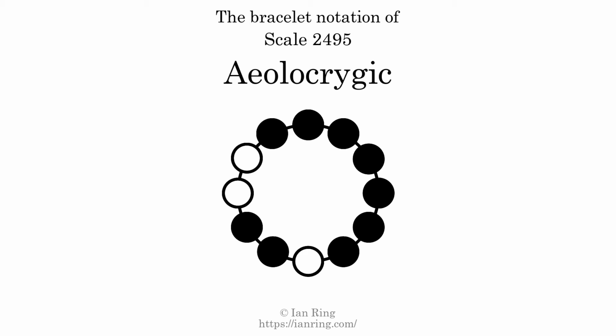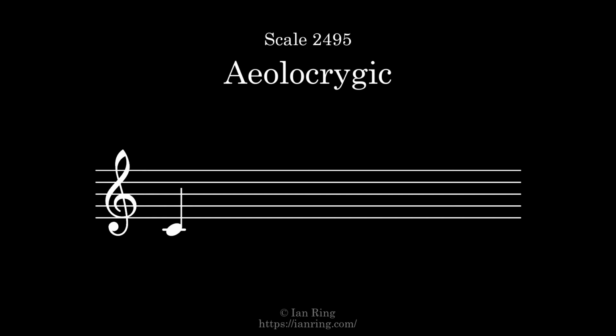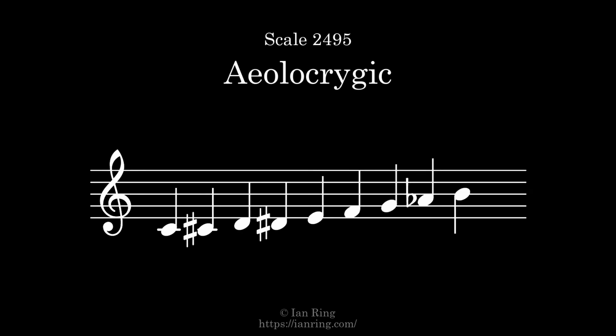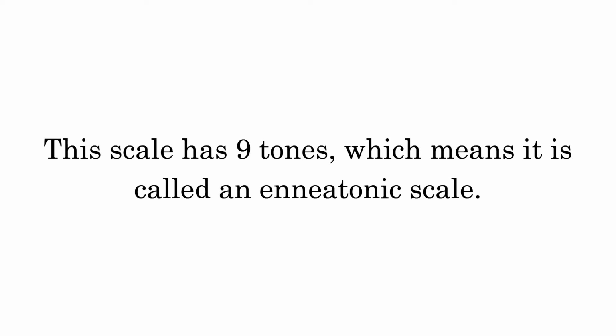2495, Aeolocrygic, which sounds like this. This scale has 9 tones, which means it is called an enneatonic scale.